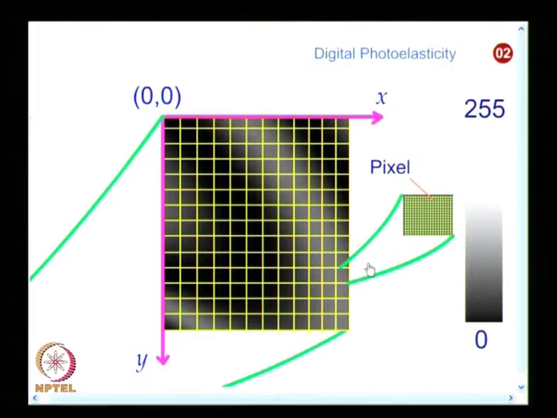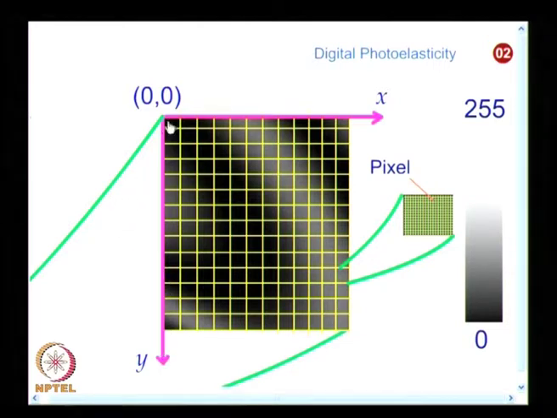So, what do you get as the result? The final result is that the whole image will be available as an array of numbers. And note down this axis: you have this as the origin, in all the monitors you have this as the origin, and x is defined like this and y is defined like this, y is positive downwards.